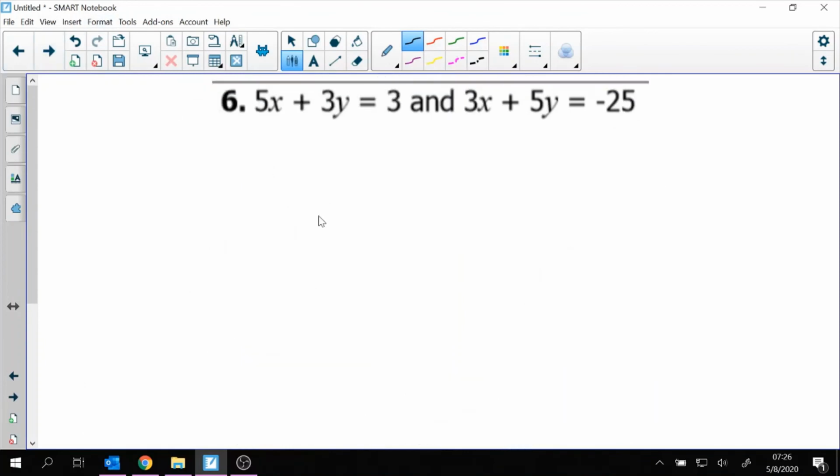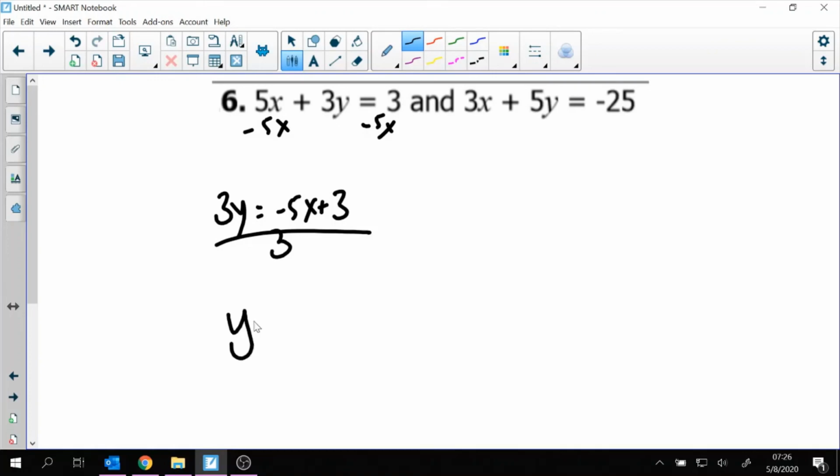Last but not least, quick video today. These look pretty similar, but let's see what they do. First, I want to get y by itself, so opposite of the plus 5x is minus 5x. And then multiplying by 3, so 3y, you want to get that by dividing by 3, so you get y equals negative 5/3 x plus 1. So our slope is negative 5/3.